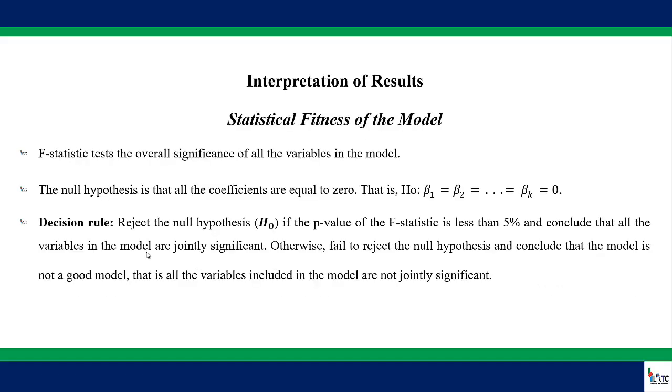Now for the F statistics, it tells the overall significance of all the variables in the model, which I've already said. The decision rule is this: reject the null hypothesis, which is here, that is beta 1, beta 2, up to the last beta equals 0. Reject the null hypothesis if the p-value of the F statistics is less than 5%, I've already mentioned that, and conclude that all the variables in the model are jointly significant. But if the p-value is greater than 5%, you should know what to do.